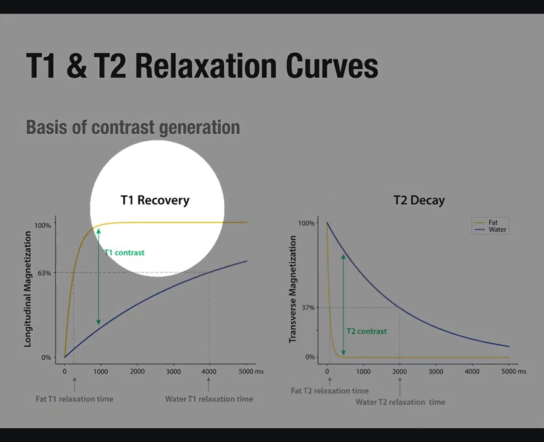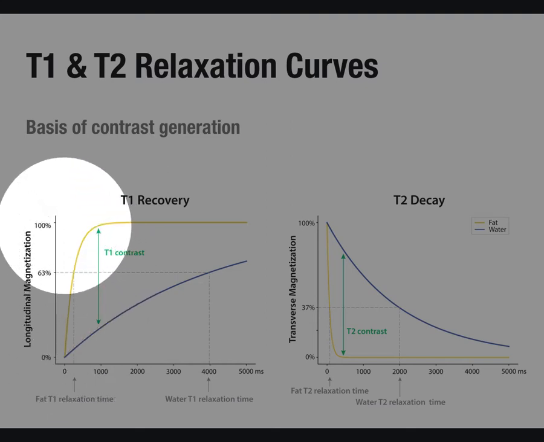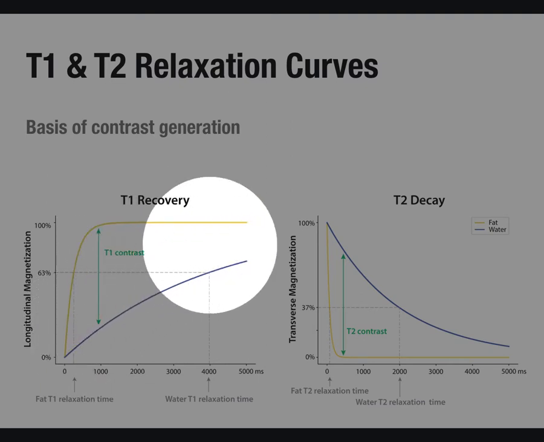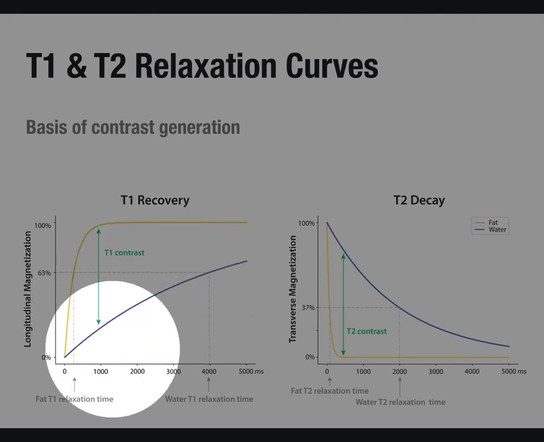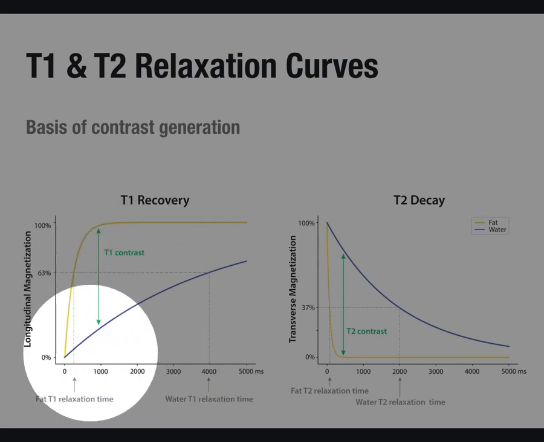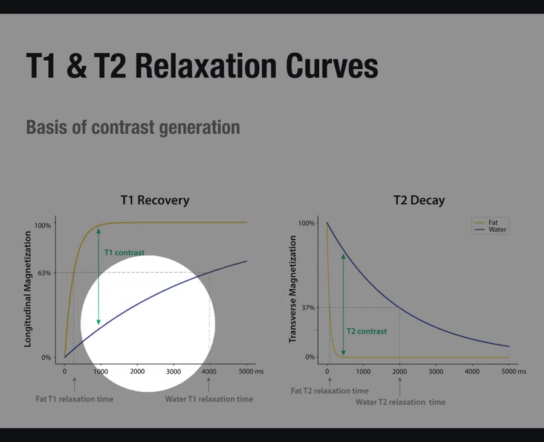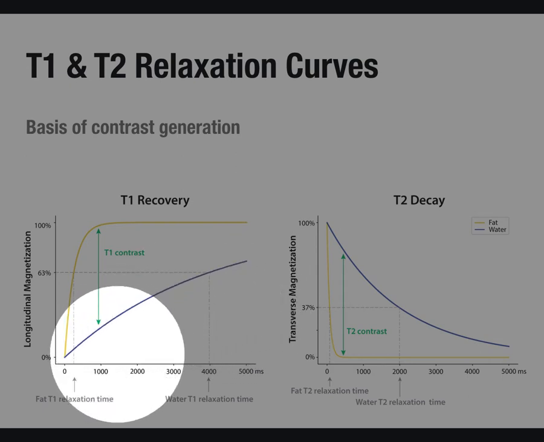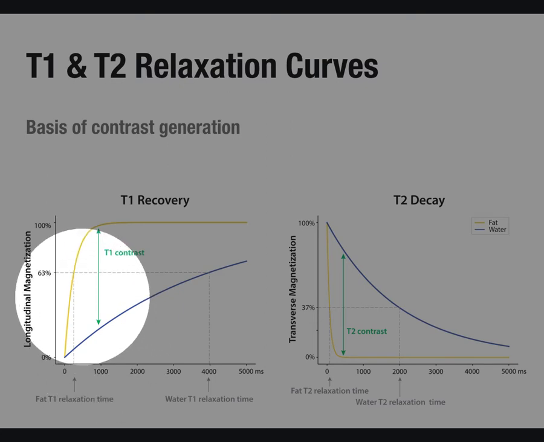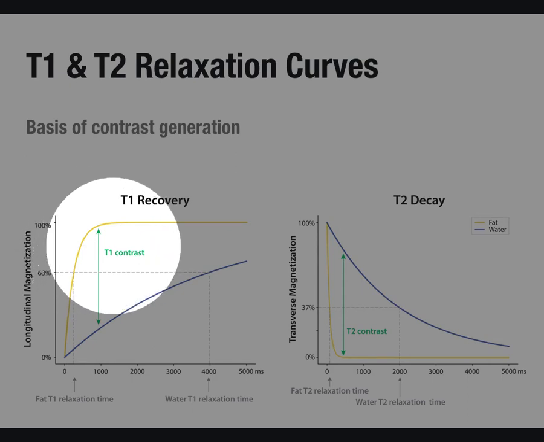So over on the left, T1 recovery, again, this is coming back into alignment with B0. You've got two lines here. One in yellow is for fat, and one in blue is for water. These two tissue types have very different speeds of T1 recovery. The fat, as you can see, is quite fast, with time on the x-axis here, and water is quite slow. We can quantify and come up with a number that we call the relaxation time of a particular material, whether it's fat, water, blood, bone, whatever, as its T1 relaxation time, which is basically how long it takes to get 63% of the way back to alignment with B0.